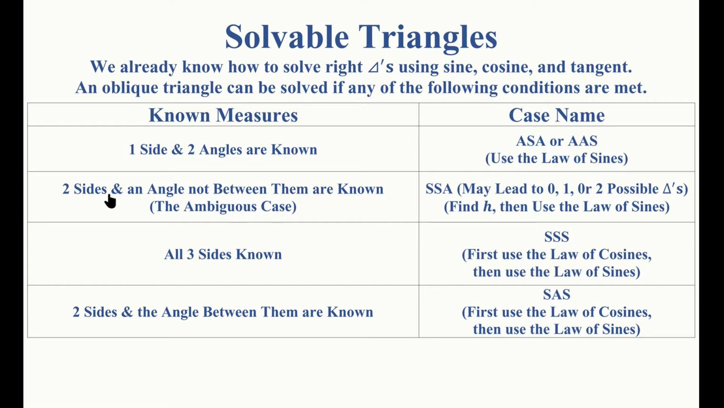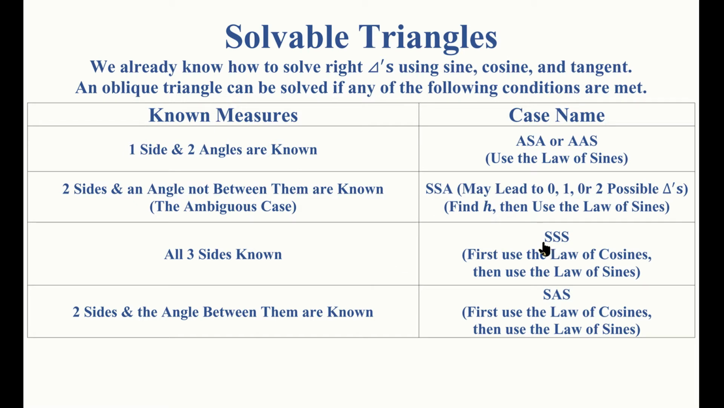Then we have the case of SSA, where we have two sides and an angle that is not between those two sides. This is what's called the ambiguous case, because with these you may end up with no triangle, one triangle, or two triangles that are possible. So for these, which we'll discuss in detail at the end of this video, it'll be very helpful to find the height of the triangle. Then we can tell which one of these situations is going to emerge.